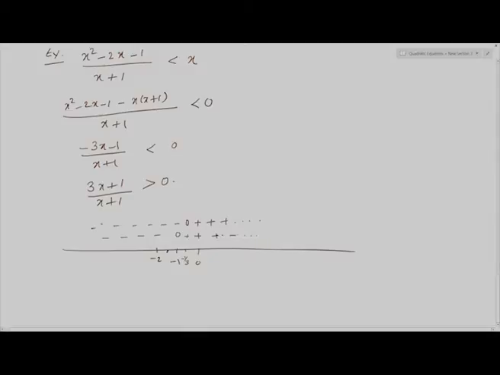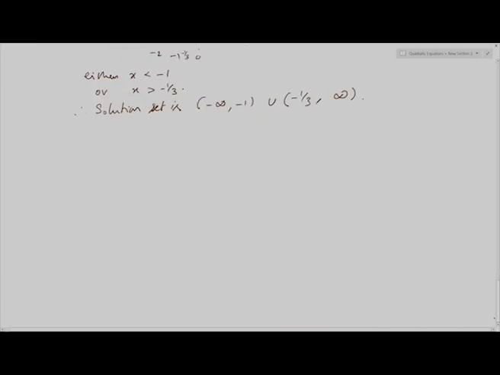Now both should be positive or both should be negative. That is possible only in either case: both are negative, that is x is strictly less than minus 1, because minus 1 should not be included, or x is greater than minus 1 by 3. Therefore the solution set is minus infinity to minus 1 union minus 1 by 3 to infinity. This is the complete solution of the given inequality.